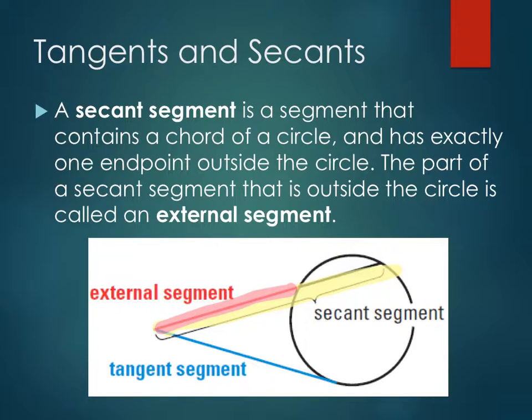To quickly go back to this real fast, the tangent segment would be the one, obviously, that hits that circle at one point. Okay, and a tangent typically is a line, but this is a tangent segment, which means it also has an endpoint. So a secant crosses through the circle.